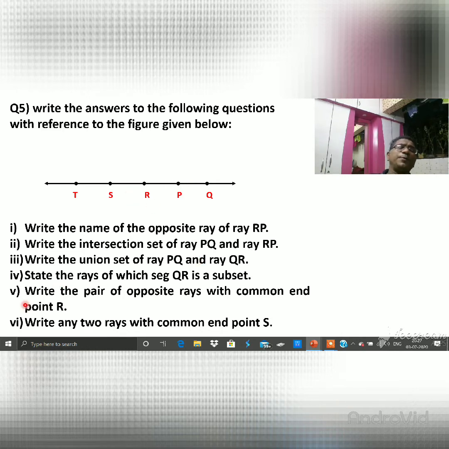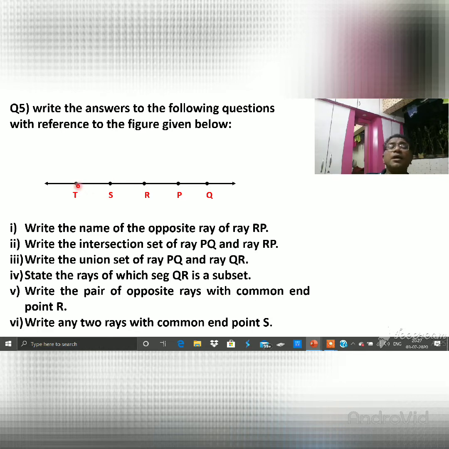Then problem number 5. Write the pair of opposite rays with common endpoint R. So they want us to find the opposite rays with common endpoint R. So RP, another is RS. It is possible. See, RP is on the right hand side and RS is on the left hand side, and the endpoint is R. So RP is one of the rays and the opposite ray of RP is RS. Another is RQ, which is also possible. Then the opposite ray of RQ is RT.